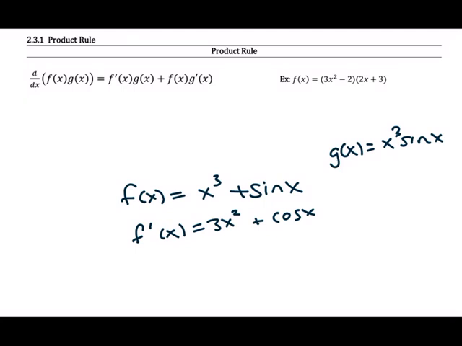And that's what this video is about. How do we find the derivative when what we're looking at is the product of two functions? What is the rule for doing that? And the name of this rule is the product rule.